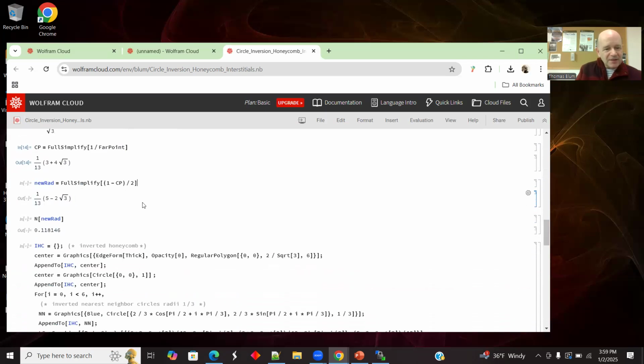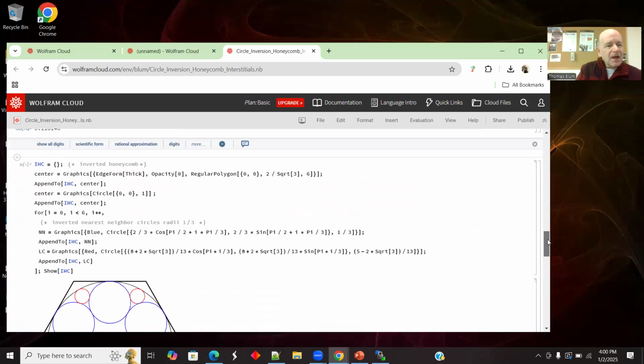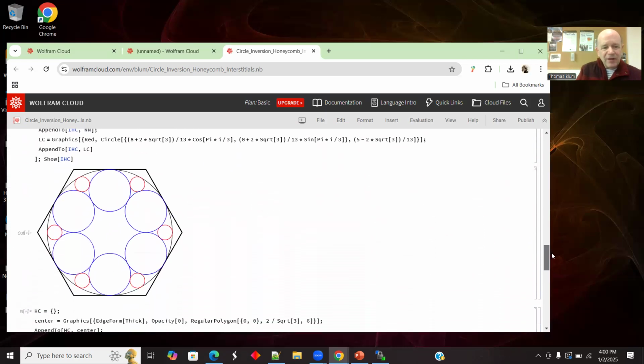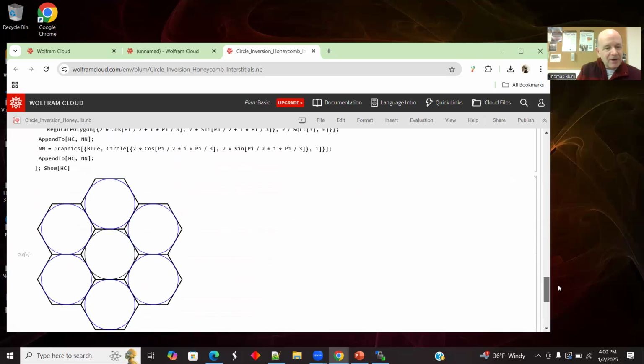And so I found that. And then I got its numerical value. And that's close to the ninth. Ninth would be 0.1111 repeating. And so we see it's close to 1/9, but it's a bit bigger than the 1/9, as my original picture did seem to suggest. Okay, and now I'm just putting the inverted red circles in there.